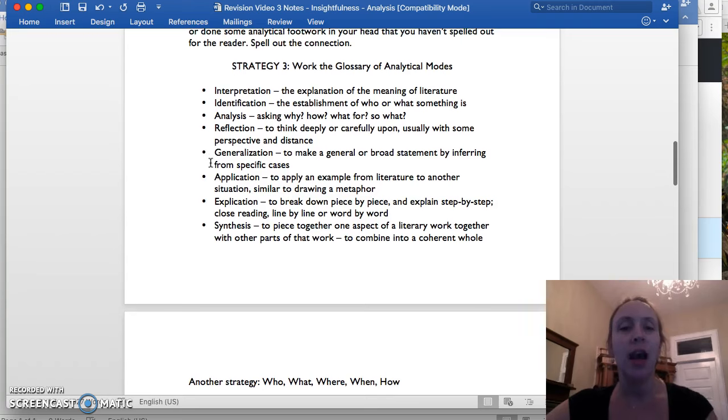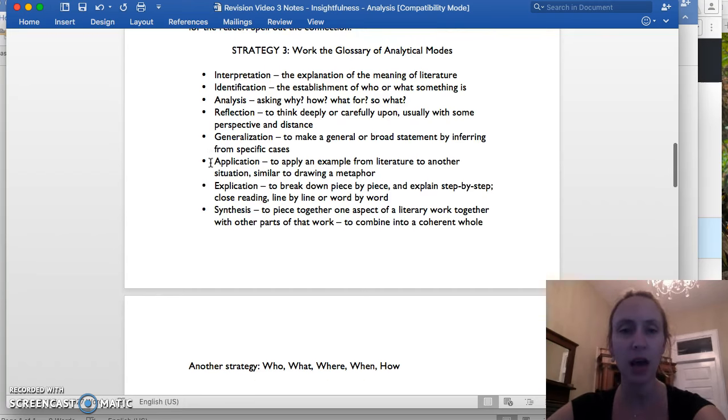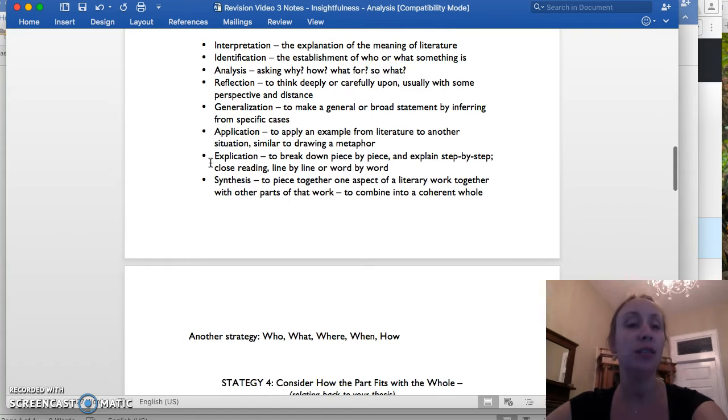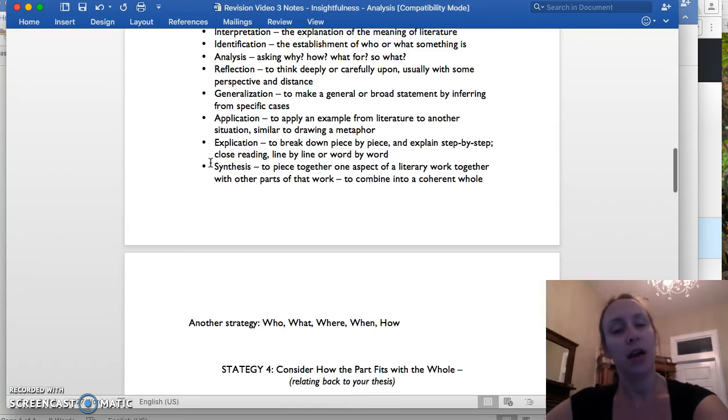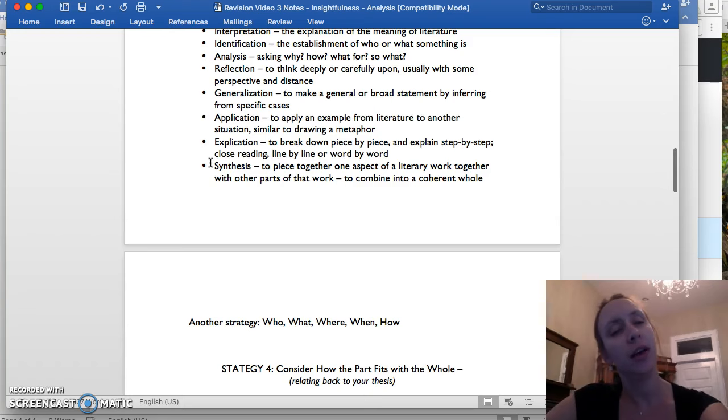Generalization, to make a general or broad statement by inferring from specific cases. So to take something specific in the text and then go bigger with it. Declare something from this about all of humanity, all of whatever category it's operating in. Application, it's kind of like drawing a metaphor to apply an example from literature to another situation for the purpose of clarifying or illuminating something about it.